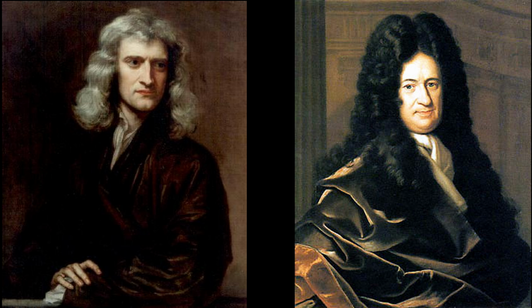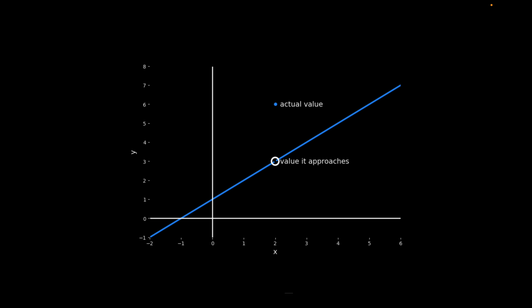Around the same time, independently, Isaac Newton and Gottfried Wilhelm Leibniz attempted to solve this problem in the mid-17th century. They did so by asking what value an expression approaches, rather than what value it has at an exact point. To understand what this means, consider the following function. The function shown here is the blue curve, including the blue dot.